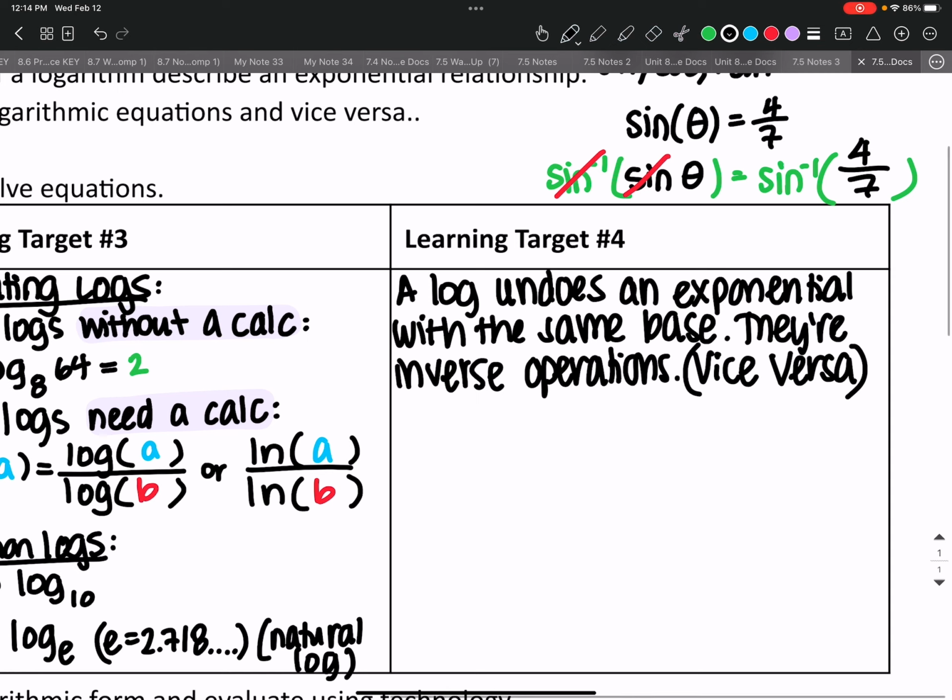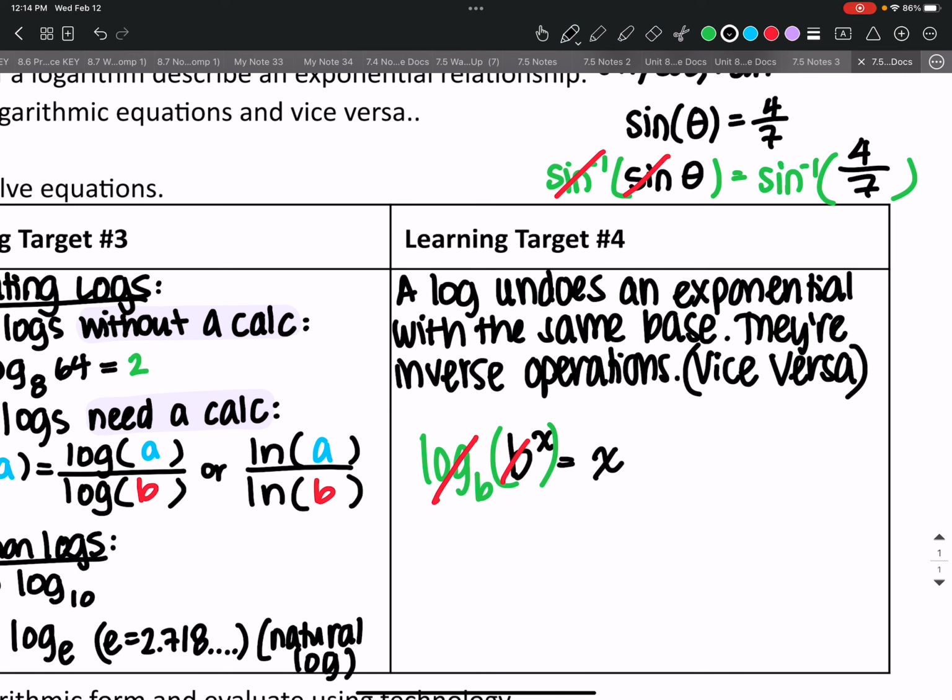So for example, if I had b raised to the x power on one side of my equation, and I wanted to get back to x by itself, so I wanted to solve for x, I could take log with the same base of that side. If I take log base b of b to the x power, the log base b and the b cancel each other out, and I'd be left with just x.